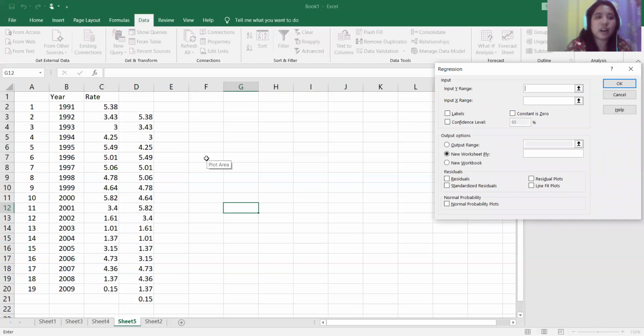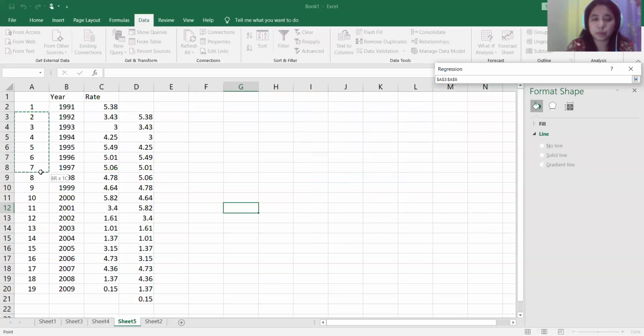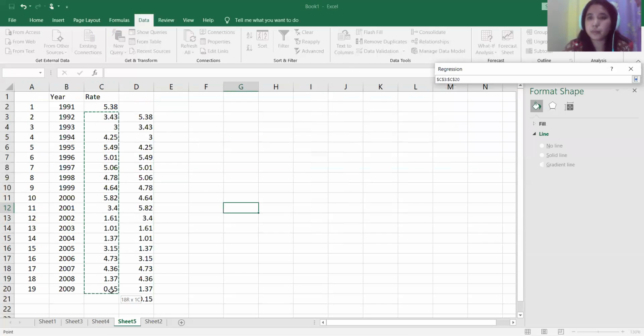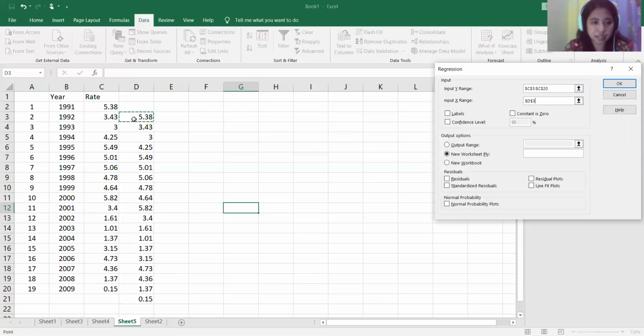So our Y value will correspond to this data, and the X value is of course our values. Our Y value, wait, let me check that. Of course, our Y value is this one, and our X value is this data set. Click, and what else do we need? Click OK.